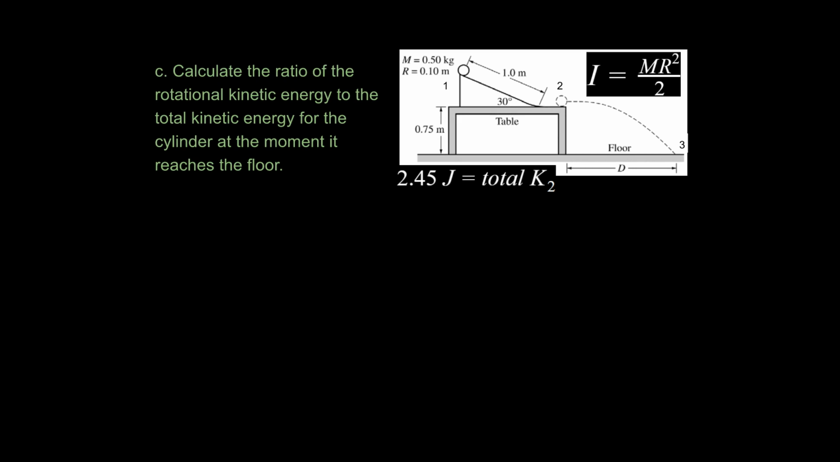C says calculate the ratio of the rotational kinetic energy to the total kinetic energy for the cylinder at the moment it reaches the floor. Alright, so let's go ahead and work through the problem as we would normally work through this problem, as it kind of makes sense. Because if you look at this, you're looking at 2 to 3 now. It's talking about the moment it reaches the floor. It may be very tempting to think of this just as a normal conservation of energy problem, and that's typically how you would approach the problem and begin the problem. And so let's go ahead and think what will happen if we do that.